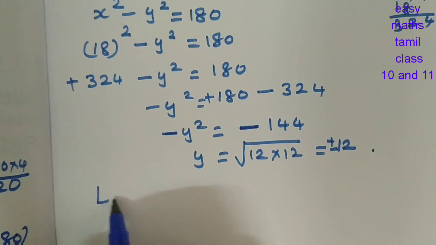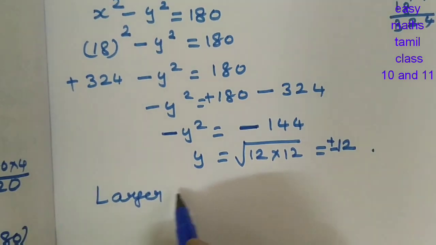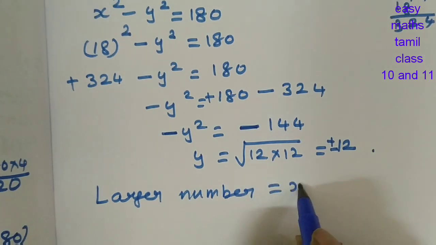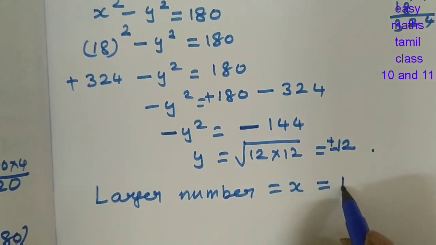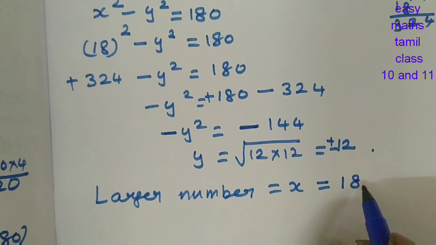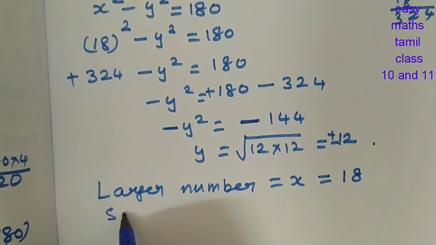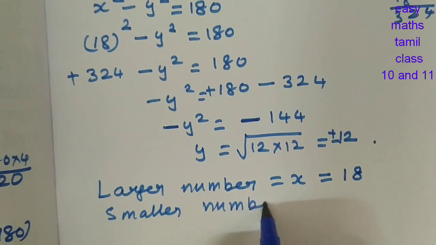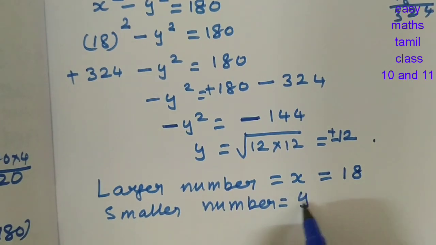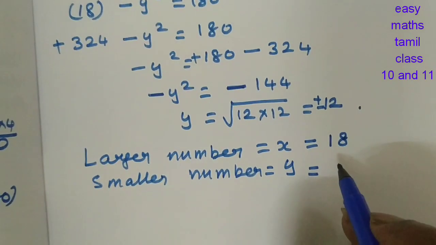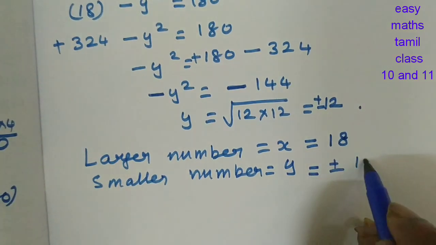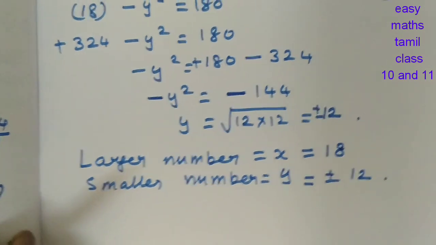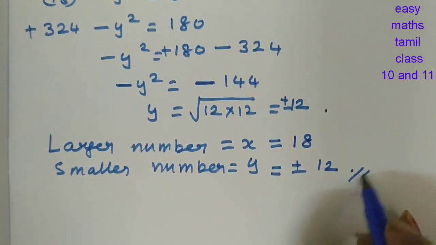So larger number is x equal to 18, smaller number is y equal to plus or minus 12, answer.